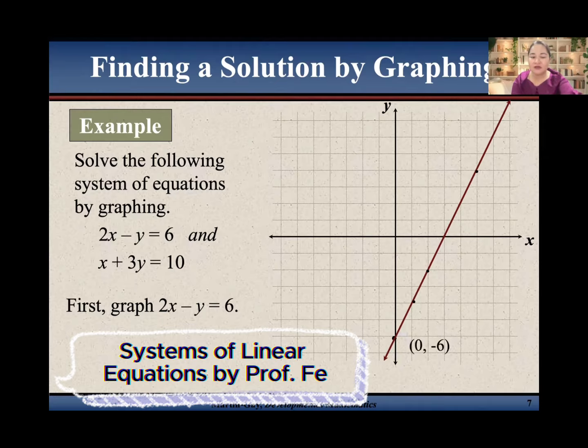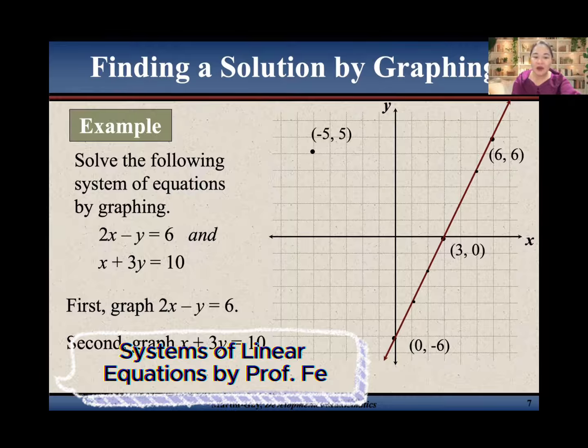If x is 0, then y is equal to -6. So we have one point. We all know that if you have two points, you can graph any line. So we have (0, -6), and you can let y be 0 and then solve for x. If y is 0, then x is 3. So we have (3, 0). And for another point on that equation, if x is 6, y is 6. So that is how to graph. You can let one variable be 0 and solve for the other.